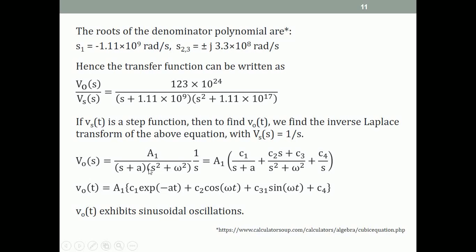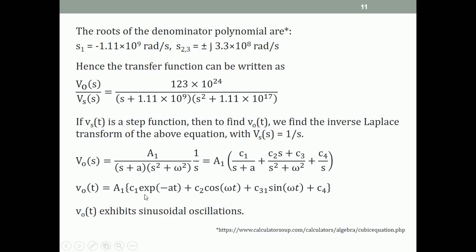So the partial fractions of this, if you recall, are some constant a1 goes out, and we'll get an s plus a term, we'll get an s squared plus omega squared term and another s term. And so the numerator for this s squared plus omega squared will be some constant s plus another constant. And now we take the inverse Laplace transform.